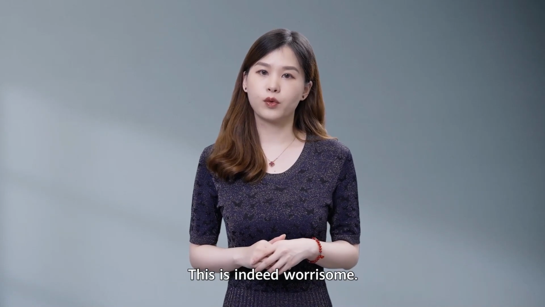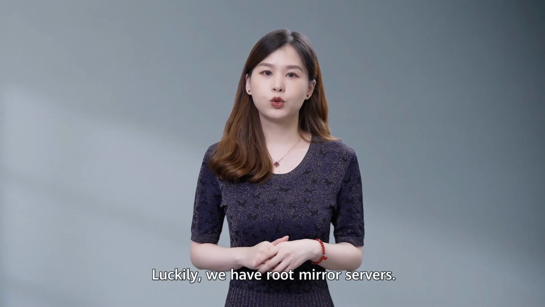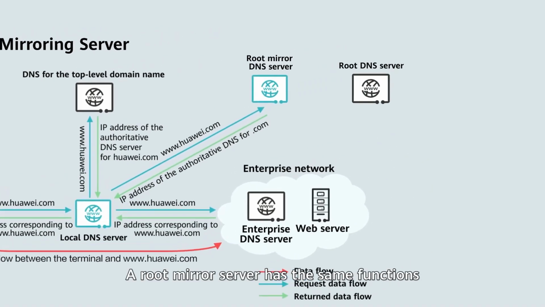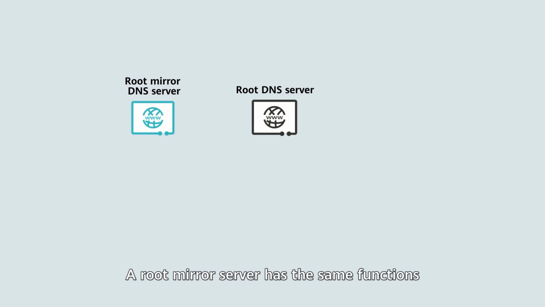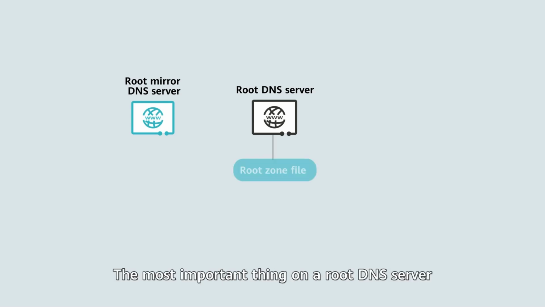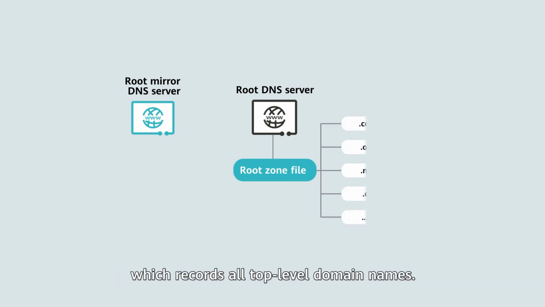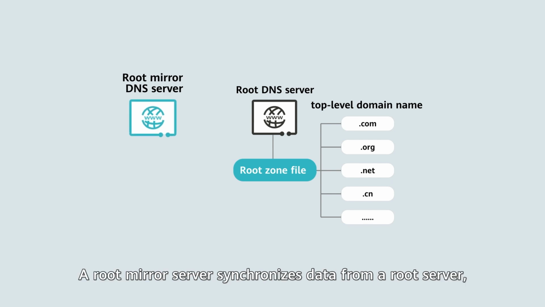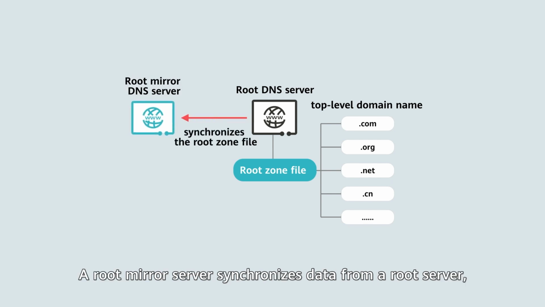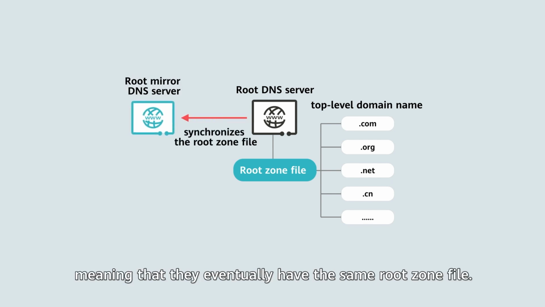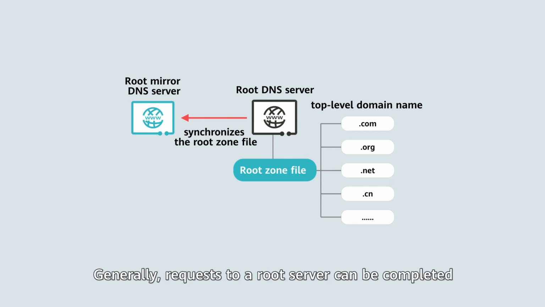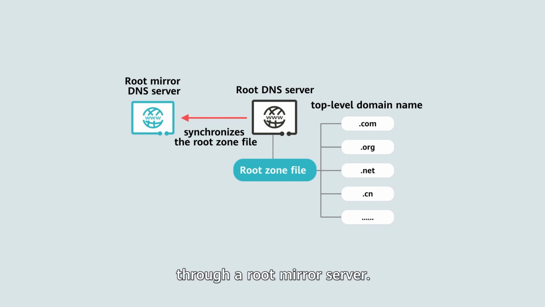This is indeed worrisome. Luckily, we have root mirror servers. A root mirror server has the same functions as a root server. The most important thing on a root DNS server is the root zone file, which records all top-level domain names. A root mirror server synchronizes data from a root server, meaning that they eventually have the same root zone file. Generally, requests to a root server can be completed through a root mirror server.